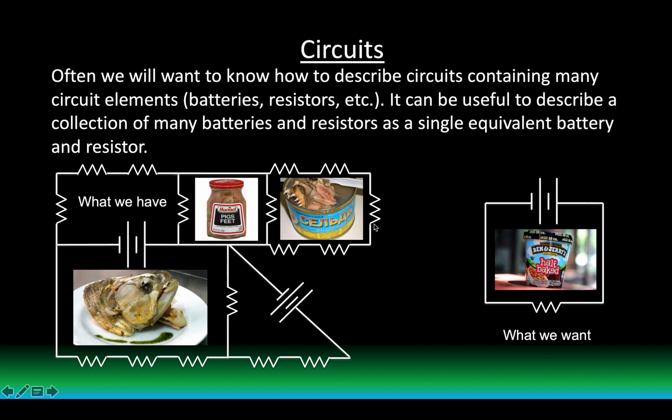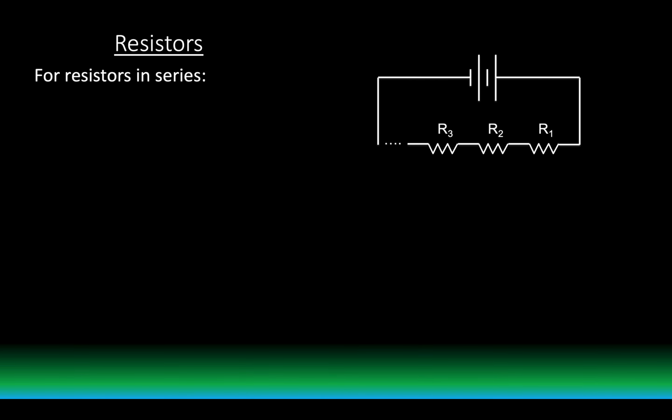The way we are going to do this is we will look for certain patterns in the way that the circuit elements are connected to each other. One way that circuit elements can be arranged is known as series. When circuit elements are combined in series, they will essentially be lined up with wires between the circuit elements. Here's a picture of some resistors that are connected in series with each other.